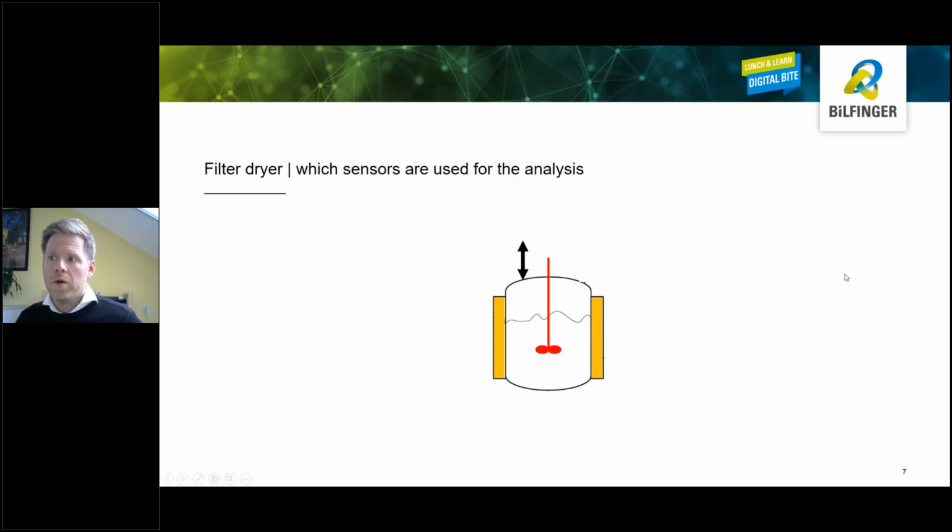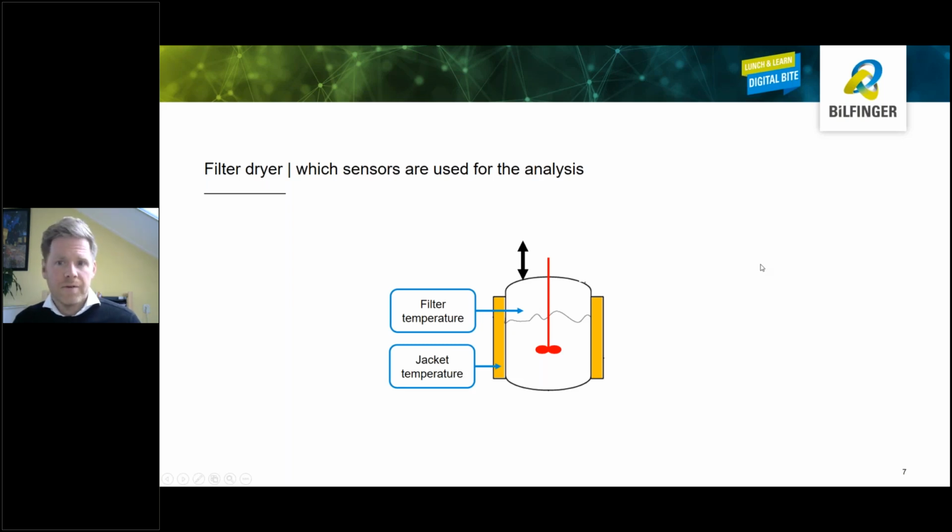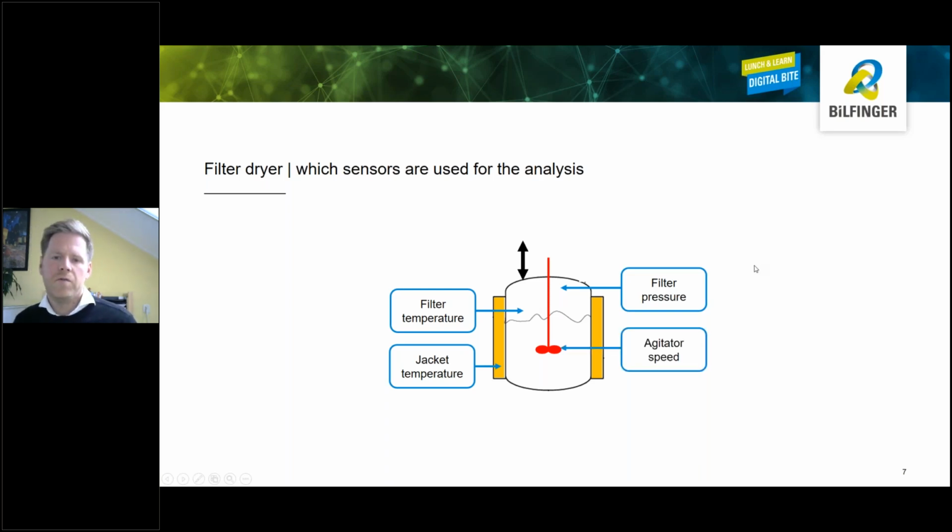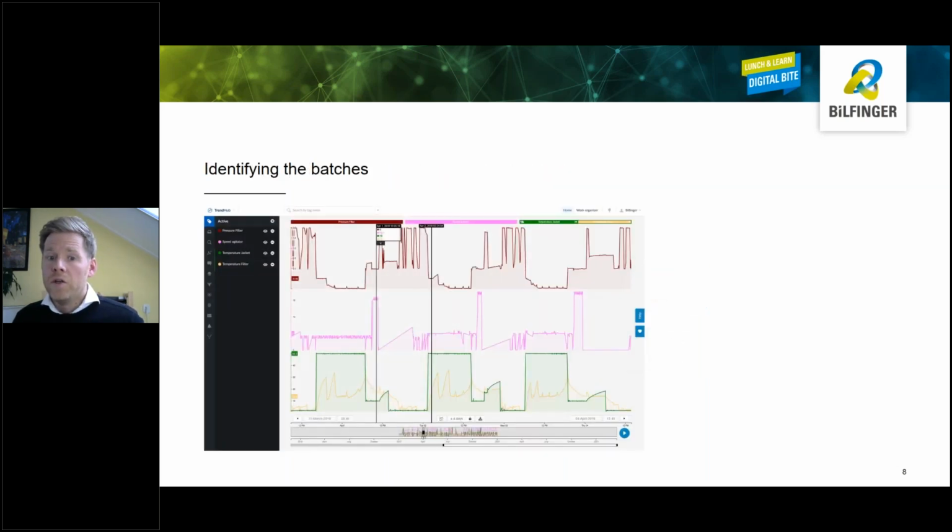And now which sensors were available? So first of all, the temperature of the filter. Second, the temperature of the jacket. The pressure of the filter was available, and finally the speed of the agitator was available. So these are the 4 I looked mainly at. There were 6 others, but those were less relevant for identifying the batches, I found out during the analysis. So that's the information I had available.